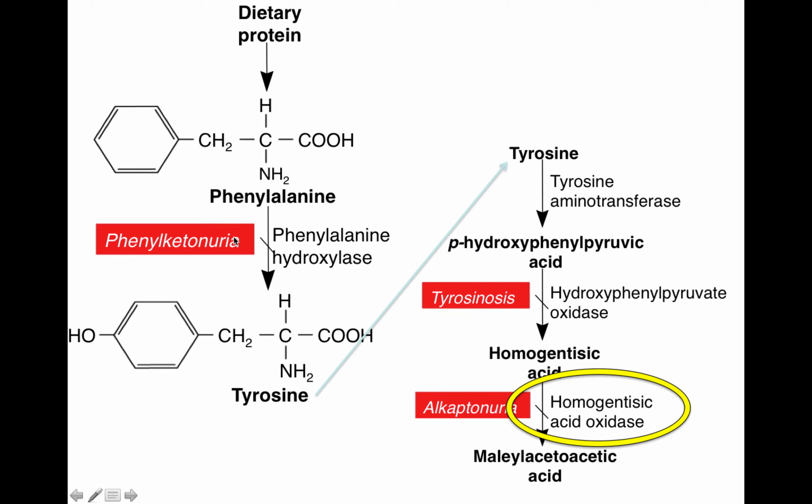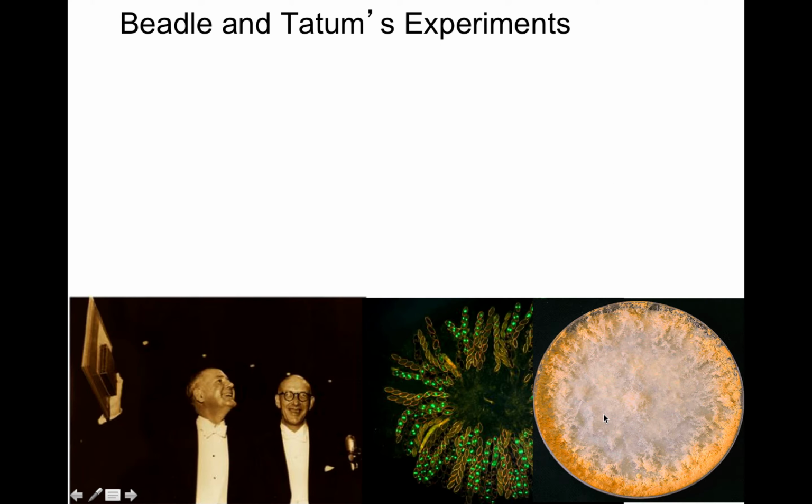Phenylketonuria leads to severe cognitive and motor function abnormalities, so much so that every newborn in the United States is tested for phenylketonuria by a very simple blood test. Anyway, Archibald came up with the idea that if you have a mutation, you can identify a single enzyme in a pathway. Okay, so Beadle and Tatum came along.